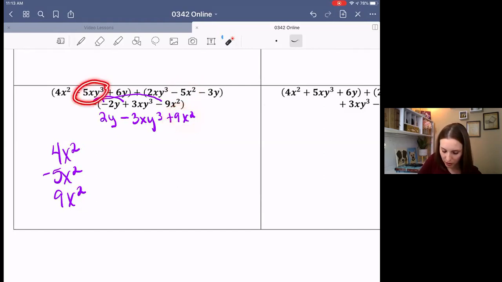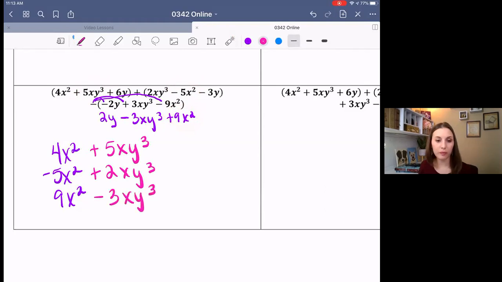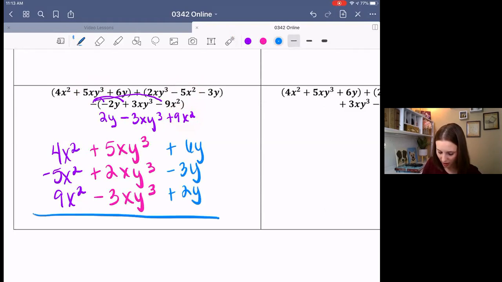Now I'm going to go through and see if there's any like terms with positive 5xy to the third. There's a positive 2xy to the third and a negative 3xy to the third. And I don't have to worry about losing my signs because I distributed ahead of time. And then the last one, I have a 6y, a negative 3y, and a 2y. And then now I can just add. I don't have to worry about distributing, and I don't have to worry about the negatives. I can just add straight down.